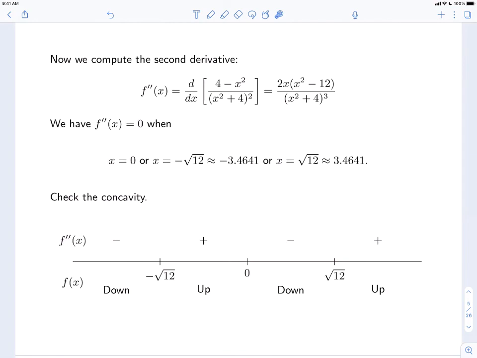So that tells you that you have a function which is concave down until negative square root of 12, then it's concave up until you get to 0, then it's down, and then at the square root of 12, it changes to concave up again. So that tells you you have 3 inflection points.